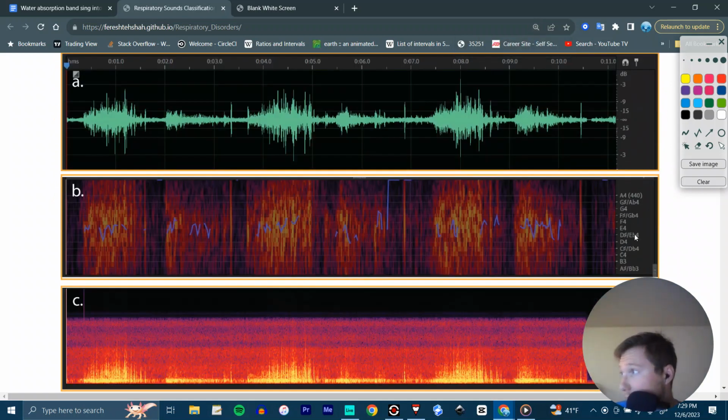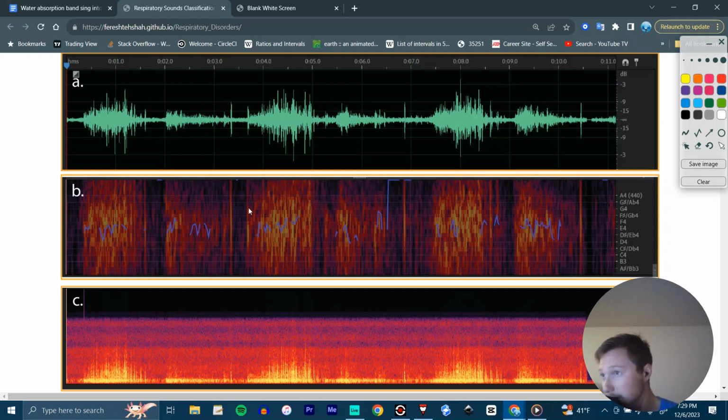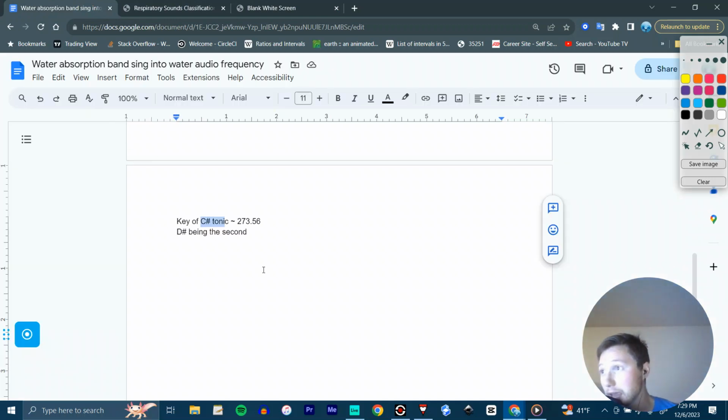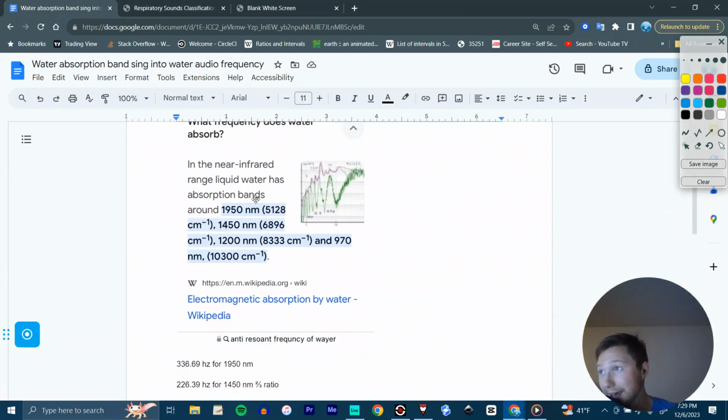And we come to find out it is a D sharp. Obviously C sharp's down here, C sharp's right there, D sharp's right there. So in other words, this is in the range. This is a healthy breathing person. A normal, healthy breathing person breathes harmonically, produces overtones, and produces musical sounds within the frequency band of water absorbing infrared light.